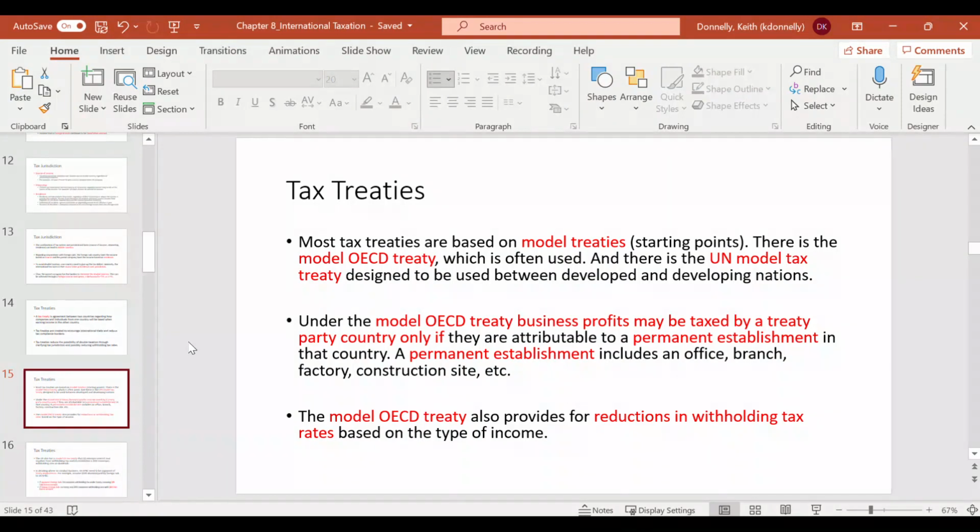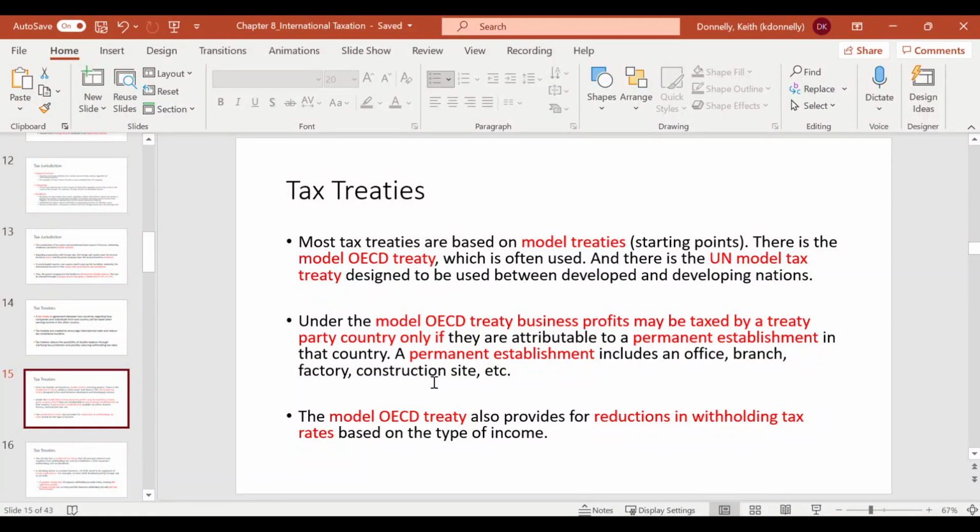So with regard to tax treaties, there's a variety of models out there, like starting points that you can pick from. There's a model OECD treaty, which is often used. There's a UN model tax treaty. Now, under the model OECD, business profits are taxed by a treaty party country only if they're attributed to a permanent establishment in that country. A permanent establishment includes an office, branch, factory, or construction site. The model OECD treaty also provides for a reduction in withholding tax.